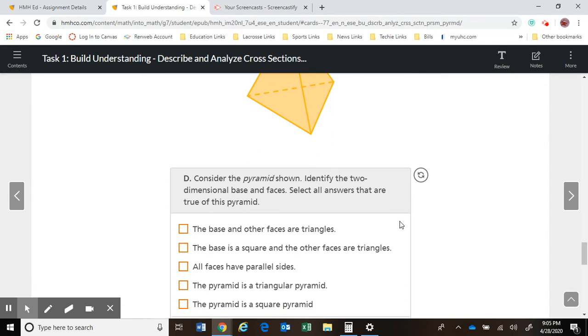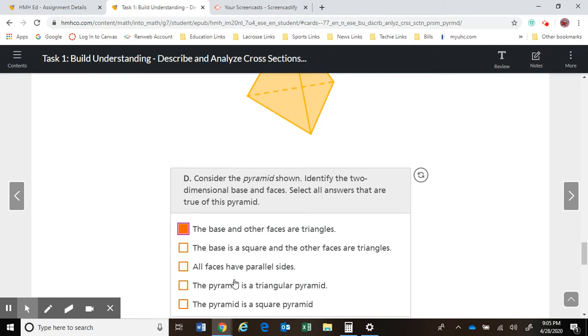So let's go through these and select all the answers that are true. The base and other faces are triangles. Yep, that's true. The base is a square. I don't see a square there. All faces have parallel sides. Do you see any parallel sides here? No, there's no parallel sides.